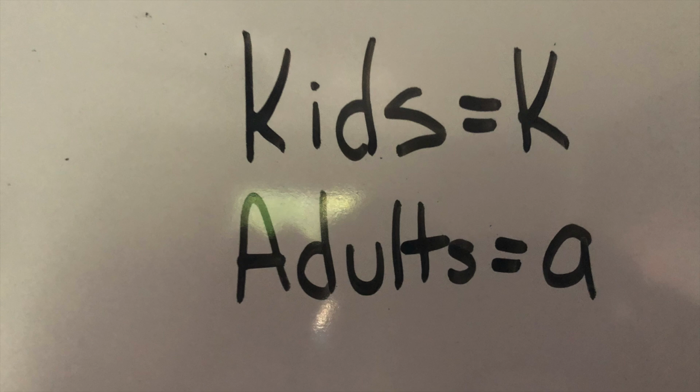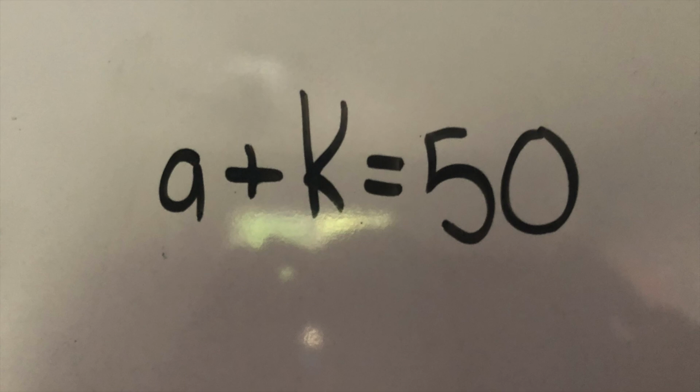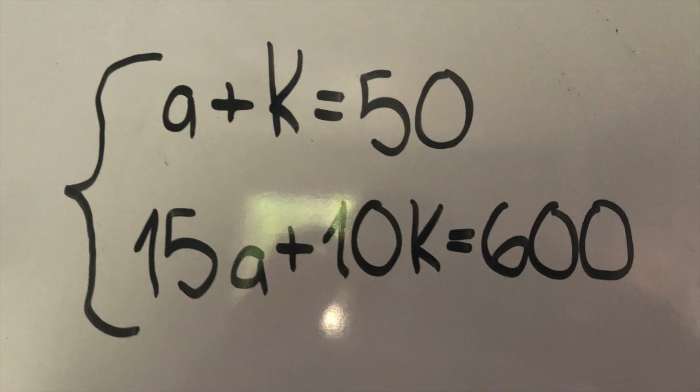First, we will refer to kids with a K and adults with an A. You will get the first equation with tickets, so we know that the total of tickets of adults and kids was 50, so A plus K equals 50. The second equation will be by money. So if an adult ticket costs 15 and a kid ticket costs 10, and you finally get $600, it means that 15 times A plus 10 times K equals 600.